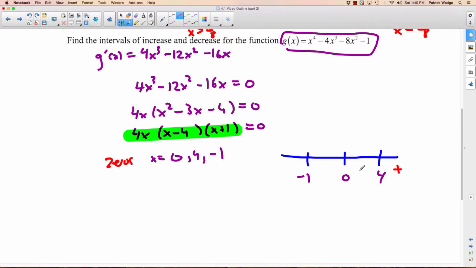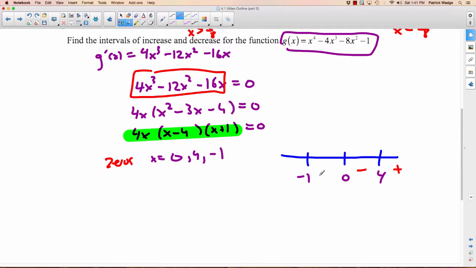Okay, let's pick a point in here. Between 0 and 4, I'll pick 2. 4 times 2, positive. 2 minus 4, negative. 2 plus 1, positive. Only one negative, which means it's going to be negative. Between -1 and 0, ooh boy, this is hard. Here's why you wouldn't want to plug numbers back up here, because then you're going to have to deal with all these decimals and everything. But it's really no more difficult if you just use the factored part.